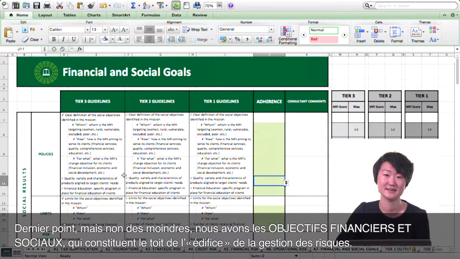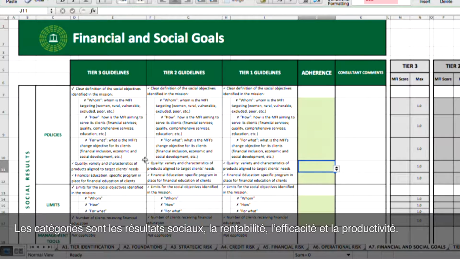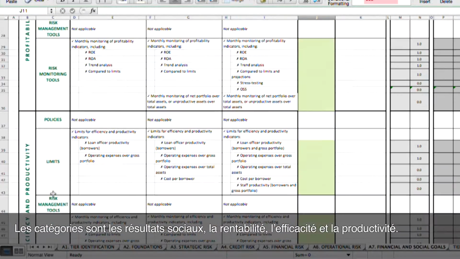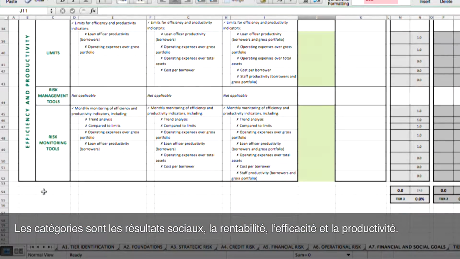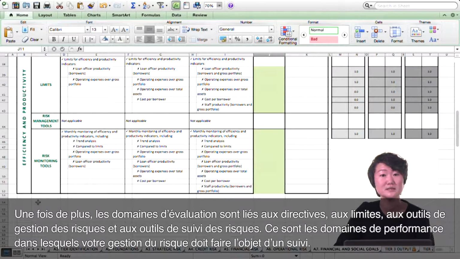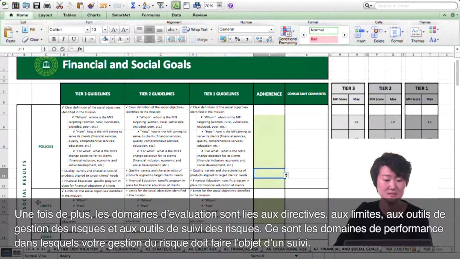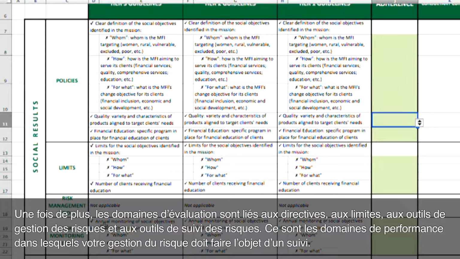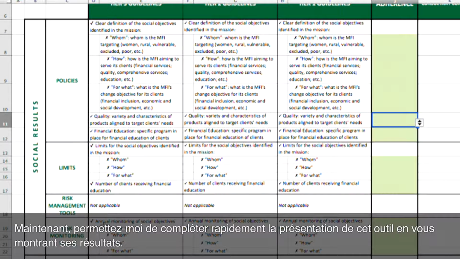So last but not least, we have financial and social goals, which is the roof of the risk management house. Once again, the categories are social results, profitability, efficiency, and productivity, as well as the assessment areas related to policies, limits, risk management tools, and risk monitoring tools. These are the performance areas in which your risk management function should be monitoring. Now let me quickly complete this tool to show you the output of the tool.